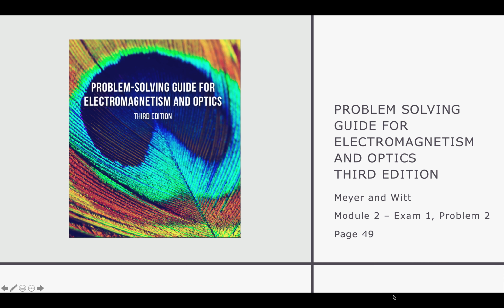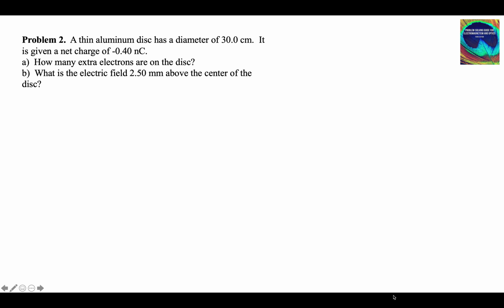This is a walkthrough of problem 2 on exam 1 in module 2, which is on page 49 in the book Problem Solving Guide for Electromagnetism and Optics. Problem 2 is: a thin aluminum disc has a diameter of 30 centimeters. It is given a net charge of minus 0.4 nanocoulombs.